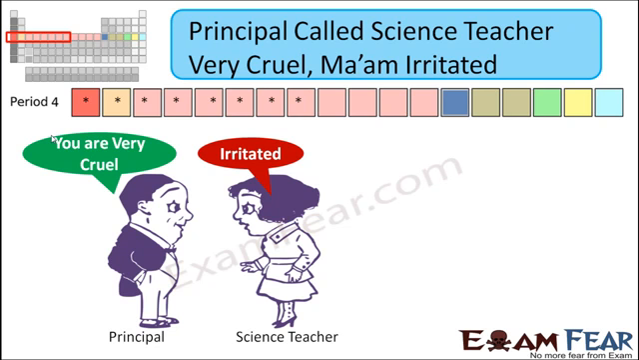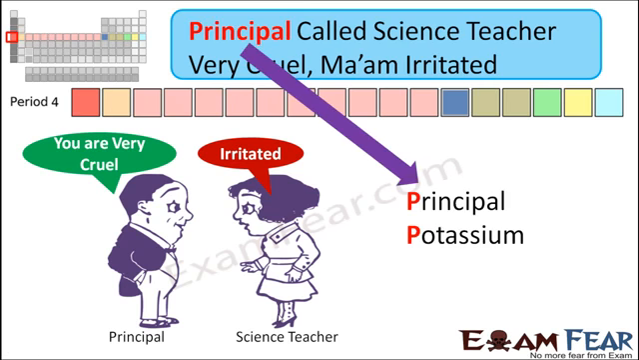we see on the screen that there is a principal who is telling something to the science teacher, and the teacher is getting really irritated. Now here, if you look at period 4, there are a huge number of elements in period 4, and that is why we have divided it into 2 sections. So right now we will only discuss the first section. So looking at the picture, you see that the memory tip for period 4 would be: principal called science teacher very cruel, ma'am irritated.